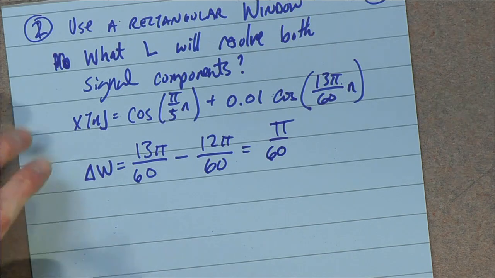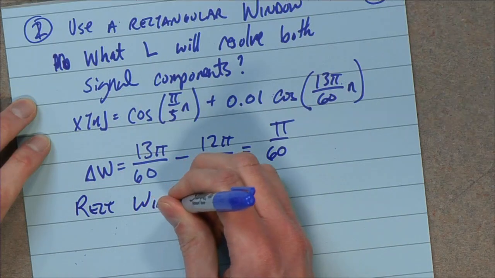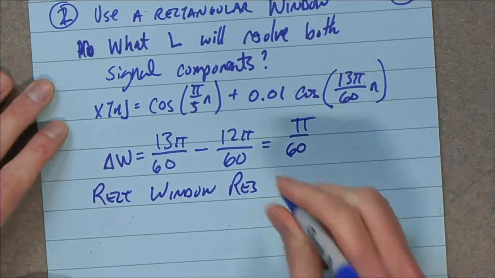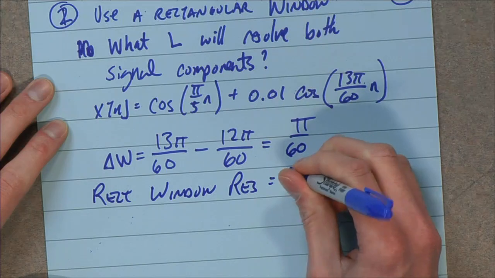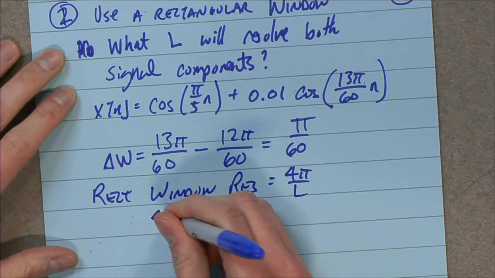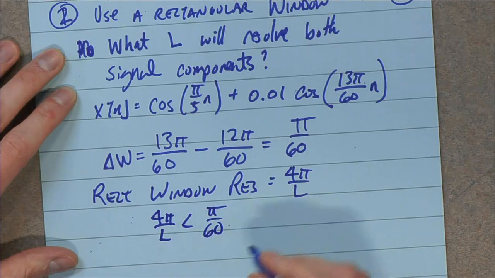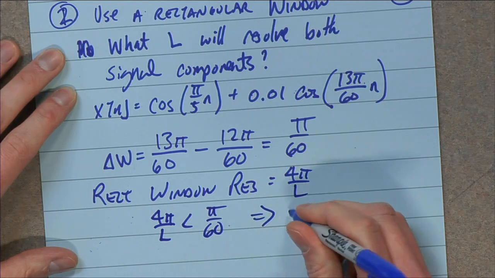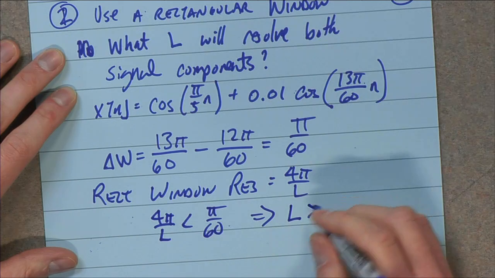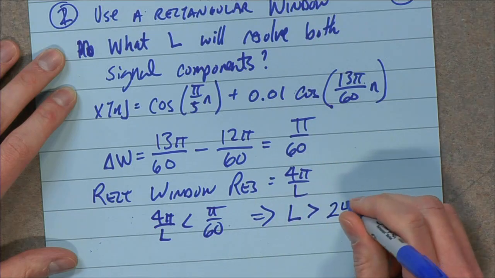So if we do that, we can go back to our rectangular window resolution, which is 4 pi over L. I want 4 pi over L to be less than my required frequency resolution. So that would imply that L is greater than, divide that out, pi divided by pi, so it's 1 over 60 divided by 4, so it would be 240.